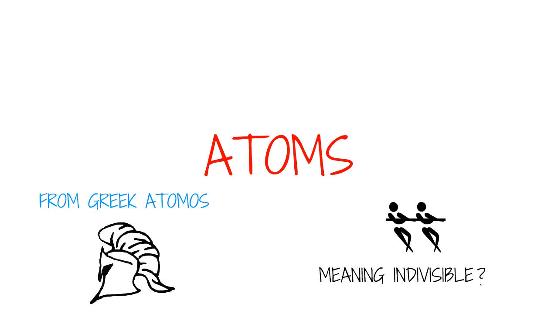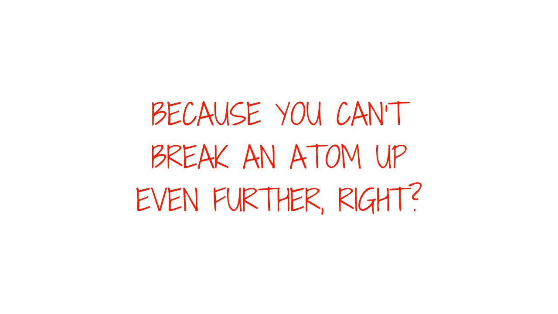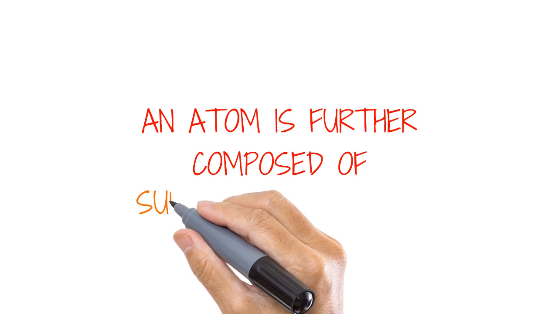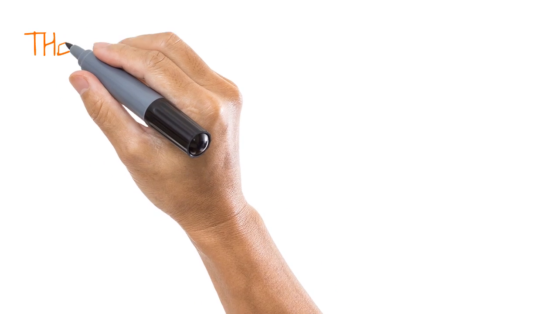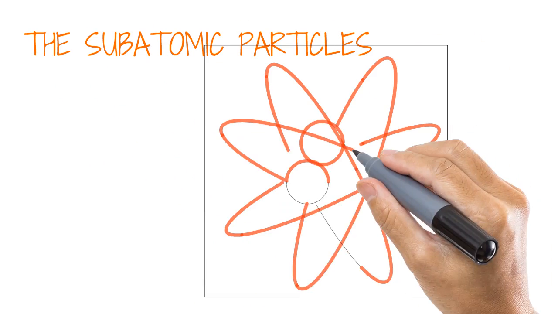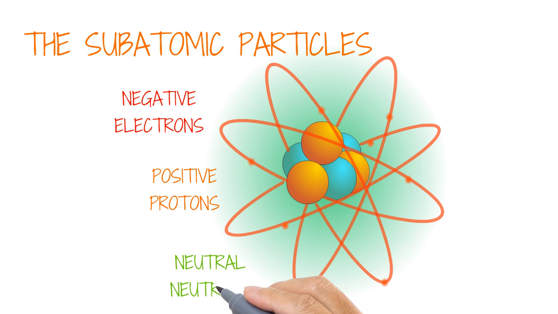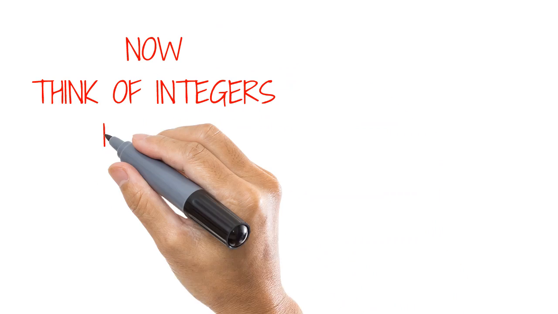Now think of integers in math. If we have more positives than negatives, then the result is a positive integer. Well, with more protons than electrons, and neutrons being neutral so they don't factor in this equation, we get a positively charged atom. The opposite, more electrons than protons, would result in a negatively charged atom.